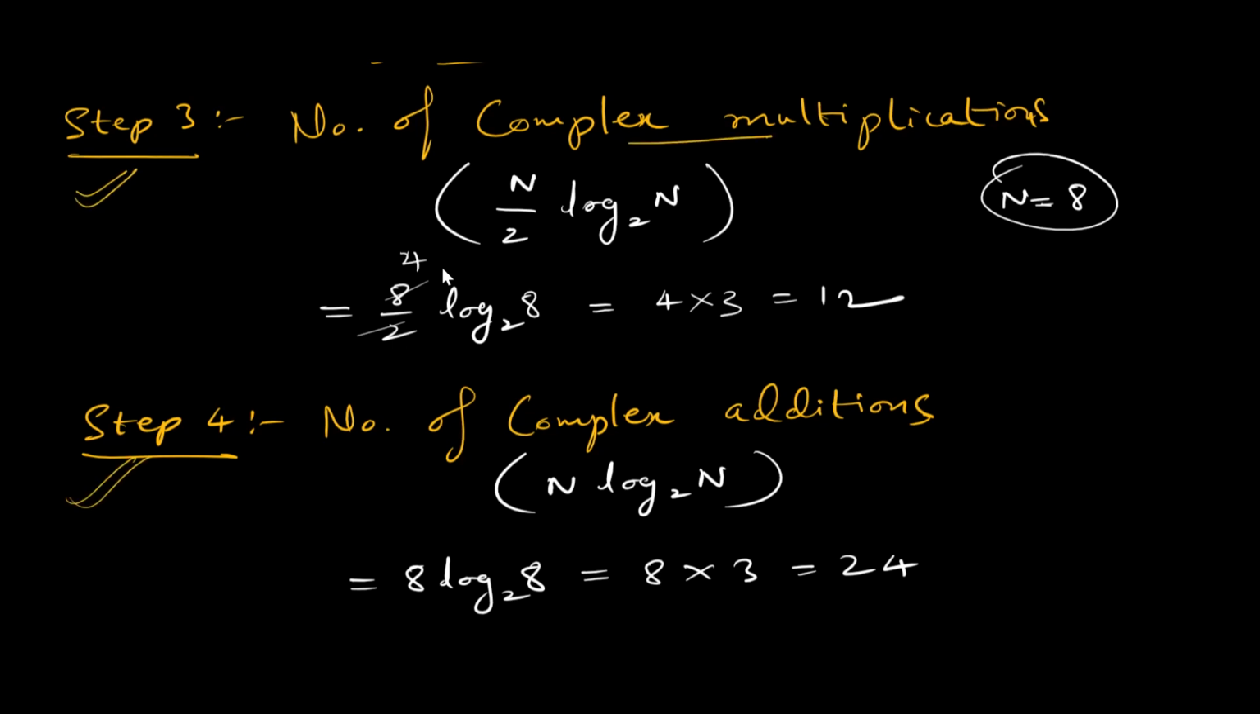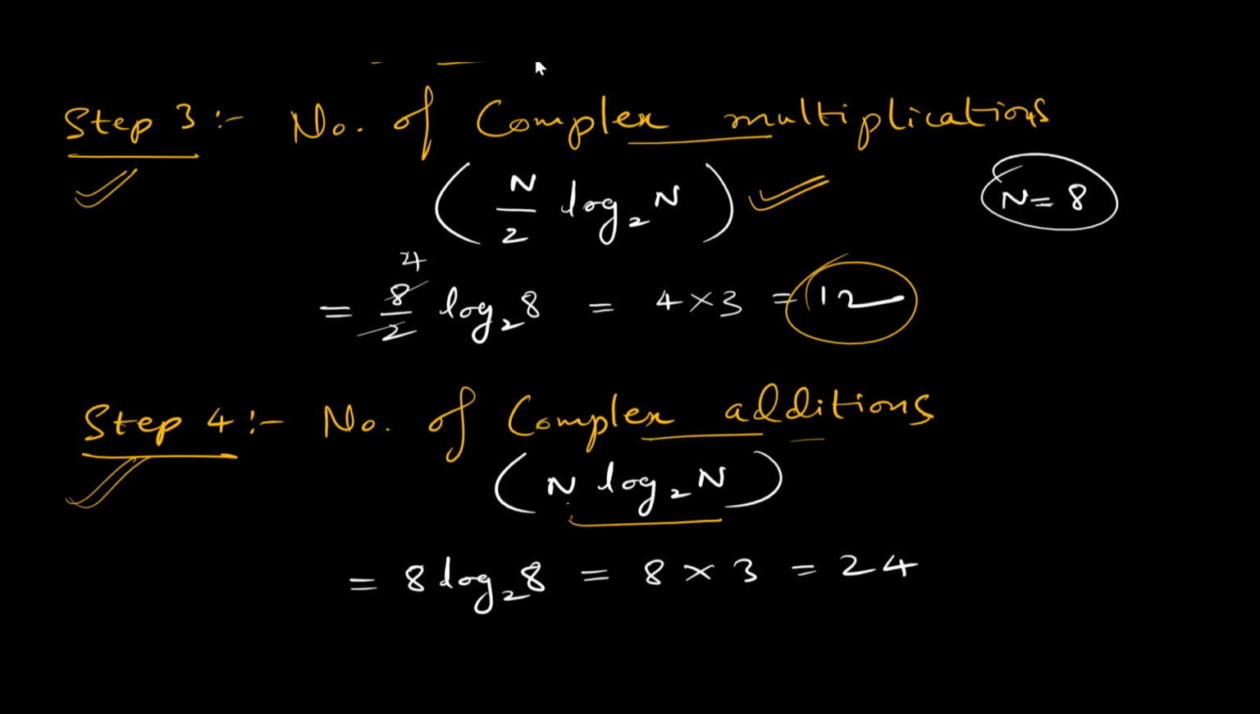In step number 3 we have to calculate the number of complex multiplications, and in step number 4 we'll calculate complex additions. We've already discussed this in our last lecture. Complex multiplications are given as N by 2 log to the base 2 of N. Substituting N equals 8, you get total complex multiplications to be 12. Likewise, you can determine complex additions by the formula N log to the base 2 of N.